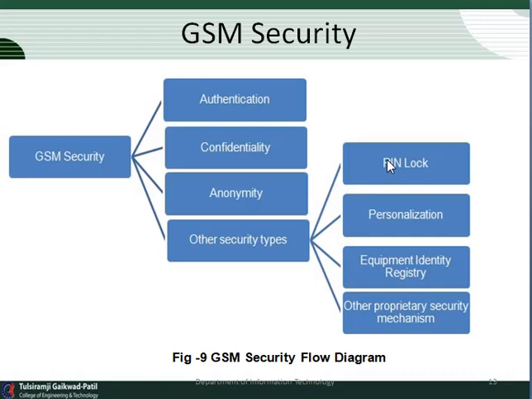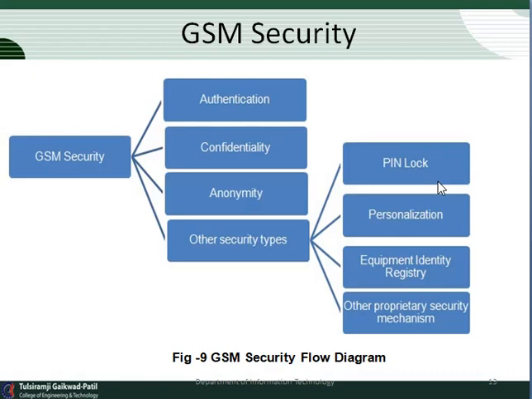What are the other security types? They are pin lock, personalization, equipment identity register, and other proprietary security mechanisms. What is the pin lock system? Let's consider a mobile, your cell phone. We provide an ID and password, a numeric password, for security purposes. That is a phone lock, the home screen lock, which is your pin lock in numeric form.